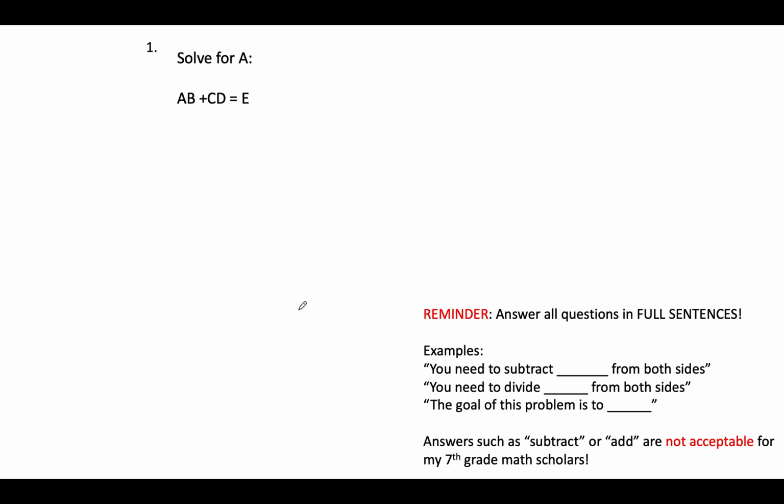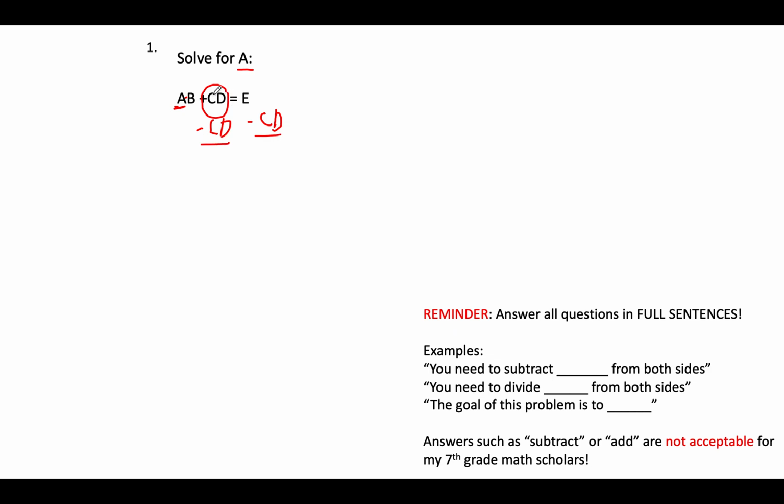Our next one says AB plus CD equals E, and we're once again solving for A. So here we have AB, so this is A multiplied by B, plus CD is going to equal E. Even though C and D are multiplied together, they are not being multiplied by A, so we can get rid of this right away. How do we get rid of it? We use the inverse operation of subtracting CD from both sides of our equation.